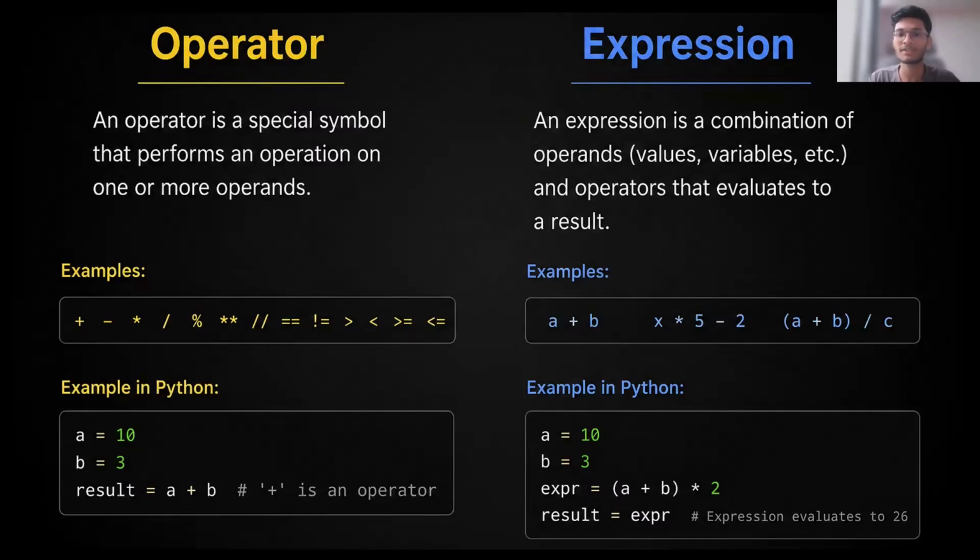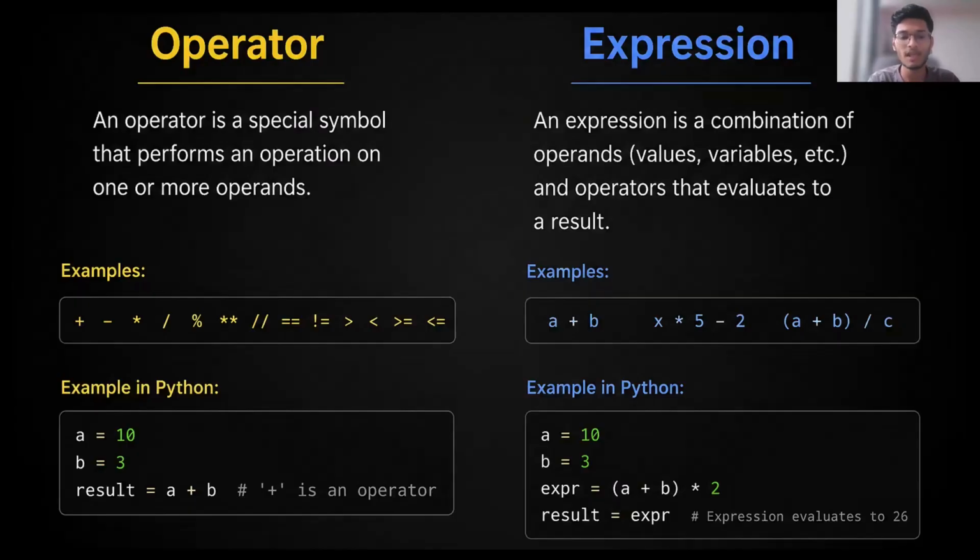Similarly, what is an expression? An expression is a combination of operands, that is values, variables, etc., and operators that evaluates to a result. For example, A plus B, x into 5 minus 2, a plus b divided by c. Here we make use of a combination of operands and operators, and then it becomes an expression. I hope you understood the simple meaning of operator and expression.